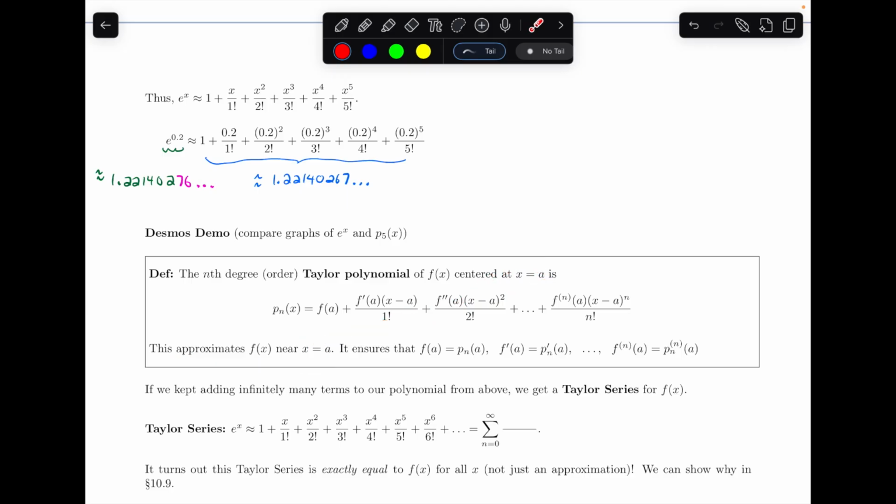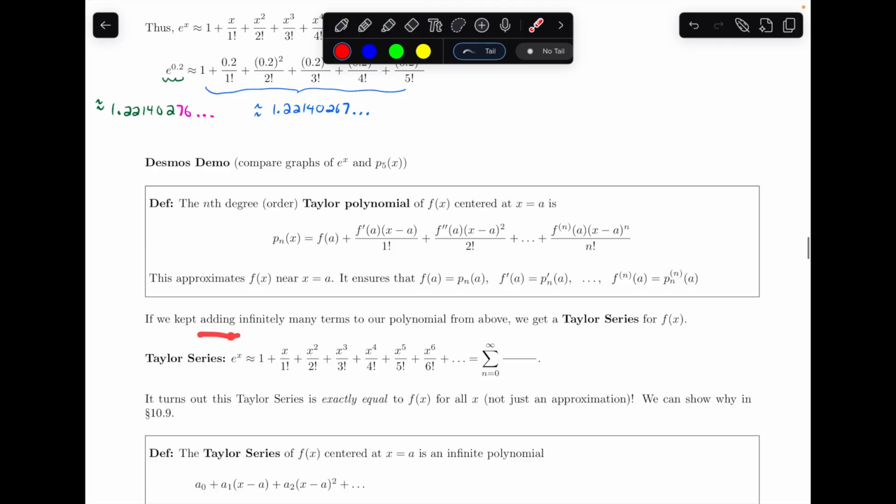And in constructing it, it ensures that when you plug in that center point into both, it's going to be the same. And when you do any of the derivatives up until the nth derivative, and you plug in that center point, they all need to match. If I kept going and added infinitely many terms to this polynomial, we get what's called a Taylor series for the function. So here's what that looks like for e to the x.